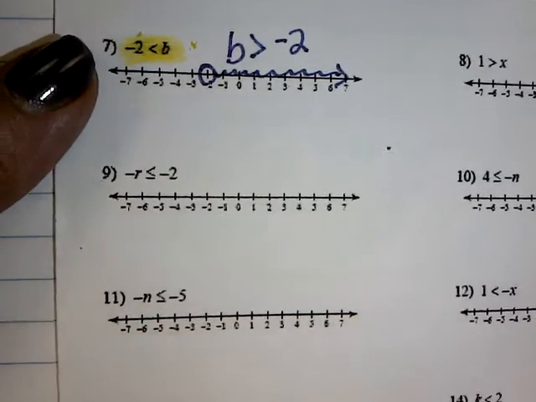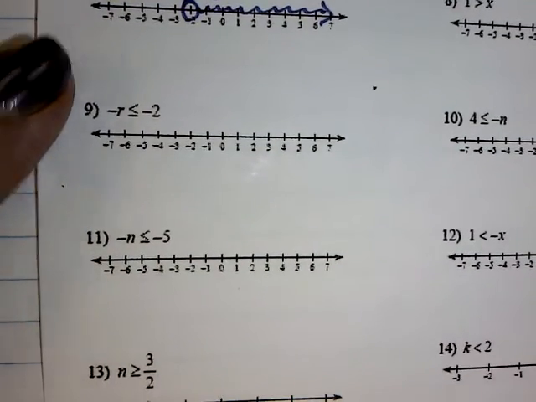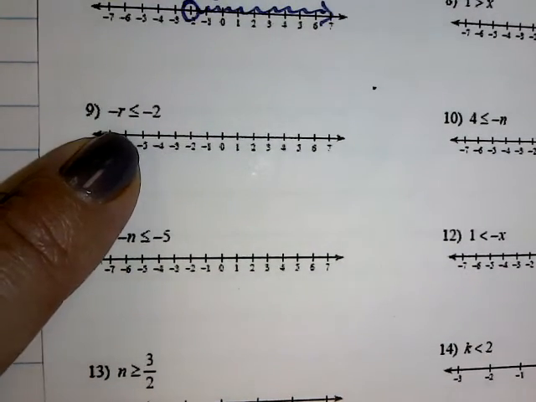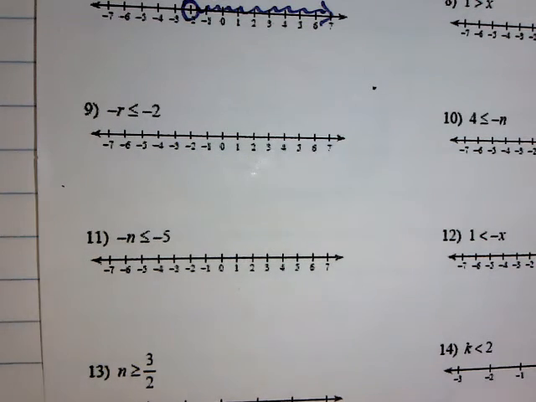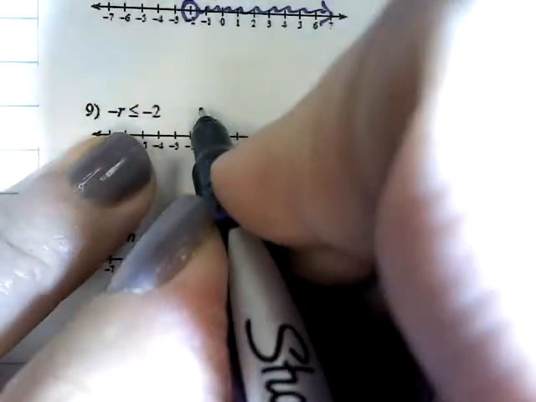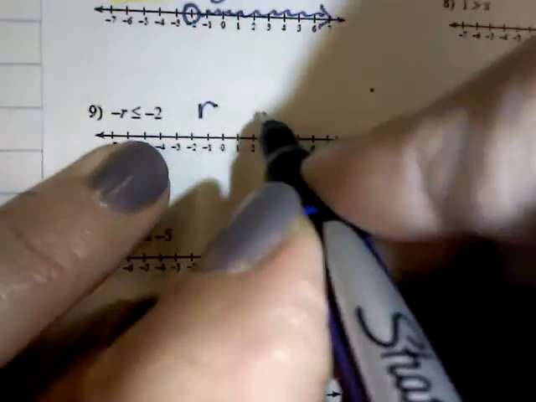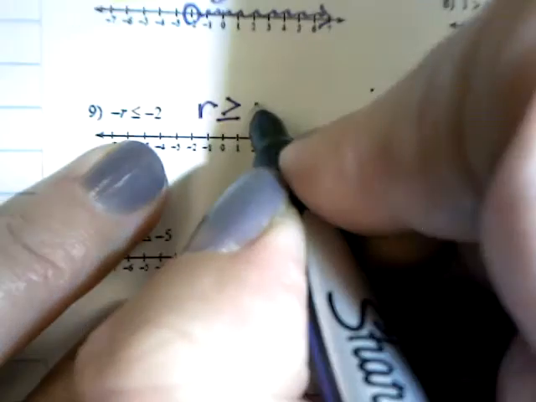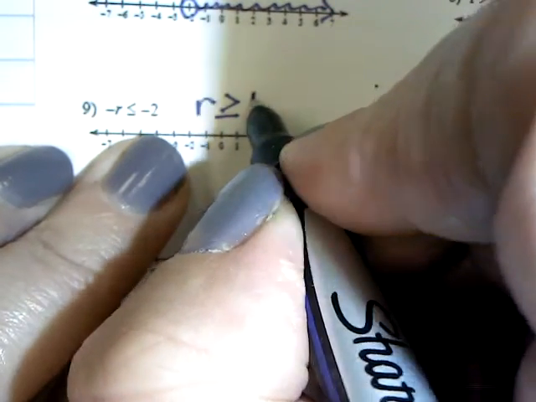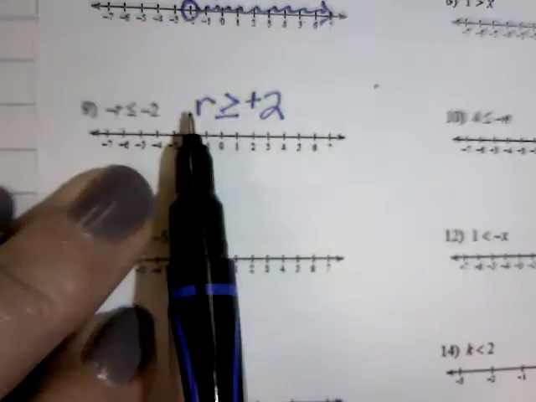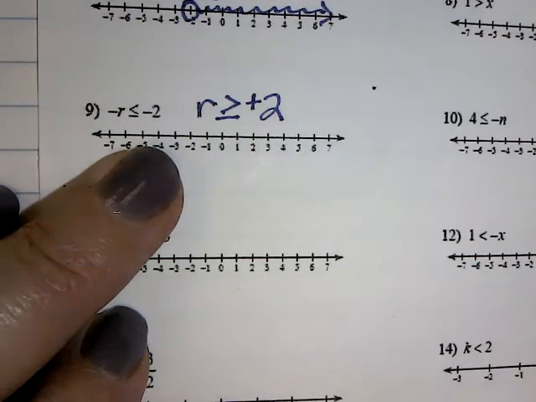Taking a look at question number 9. This is an interesting one. You cannot have a negative variable. Just like how when we solved equations, you could not have a negative variable. When you have a negative variable, you need to flip it over. So here we go. I have a positive R. I'm going to flip over my sign. +2. If I flip over my variable, I got to flip over that one.